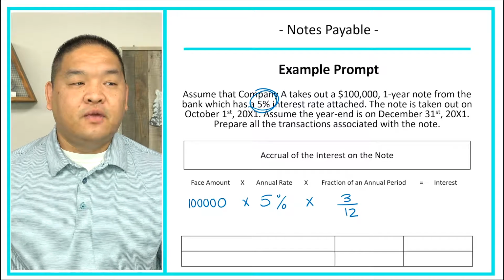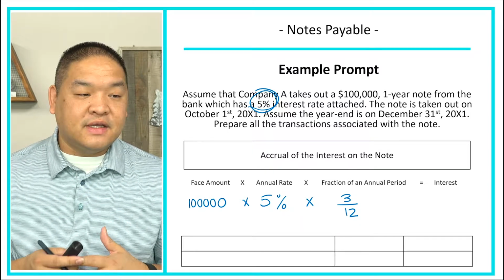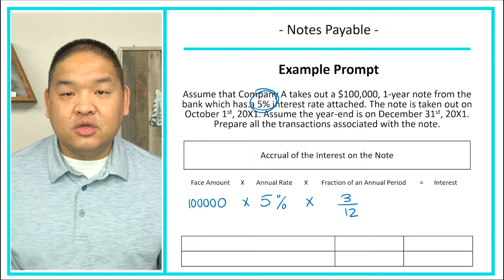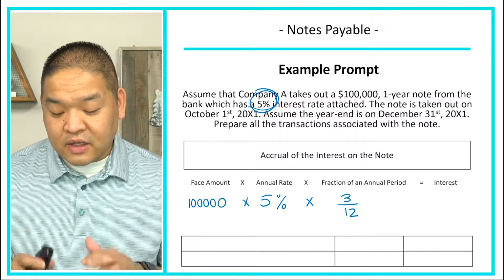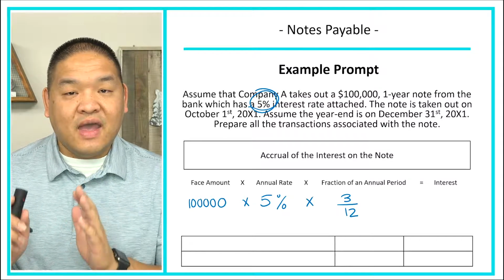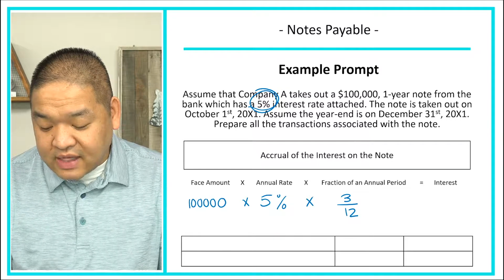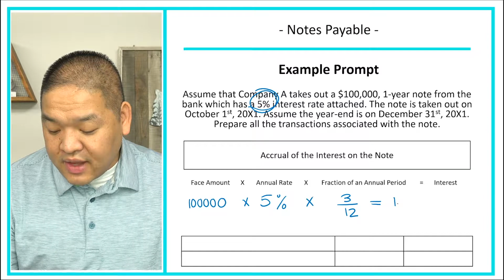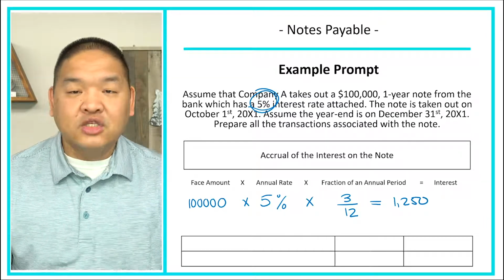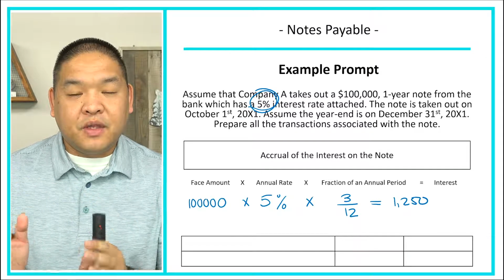Okay, so if you had 20 months, you could do 20 divided by 12. If it's 8 months, you could do 8 over 12. If it's a year, you could do 12 over 12. So again, fraction of an annual period. Okay, so $100,000 times 5% times 3/12 should give you $1,250. That would be the interest that we have incurred during the period.